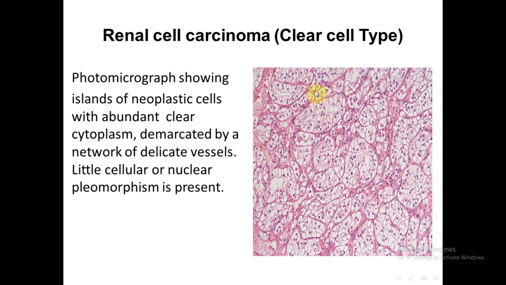If we look at the nuclei here, one of the features of malignancy that helps me in the diagnosis is pleomorphism. Here we have an exception: pleomorphism is not a feature of clear cell type renal cell carcinoma. Here almost all the cells are monomorphic. Nuclei are also monomorphic, with no pleomorphism in shape and size.